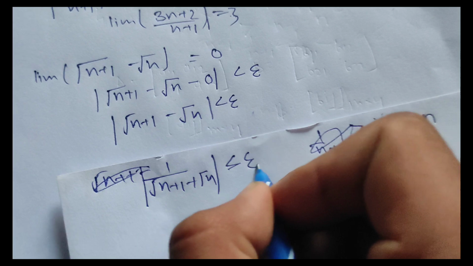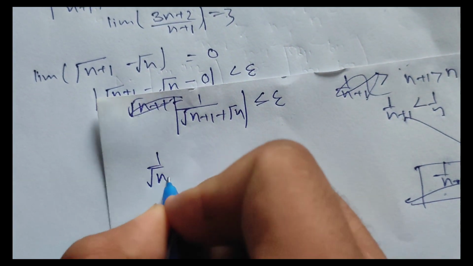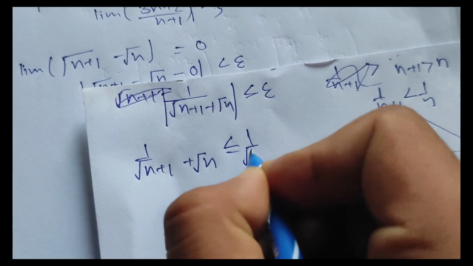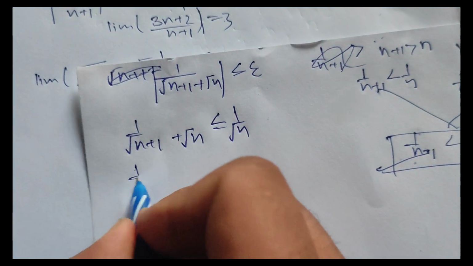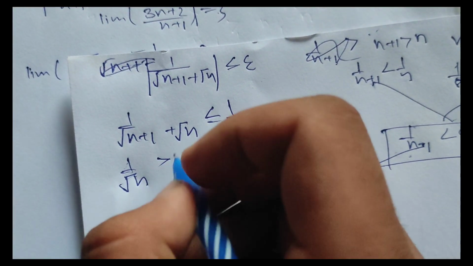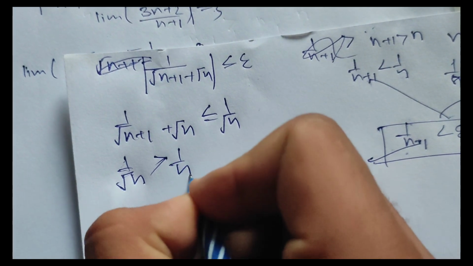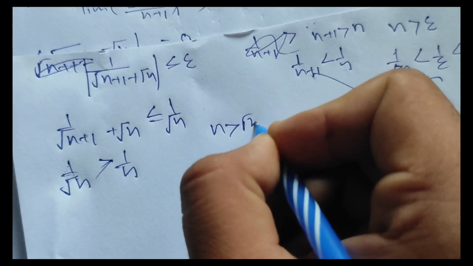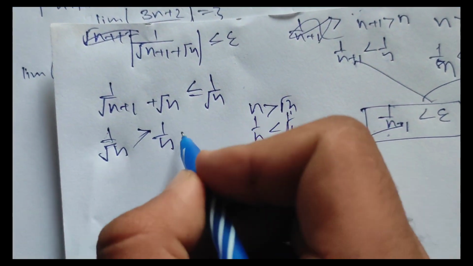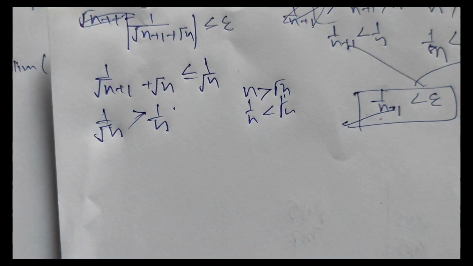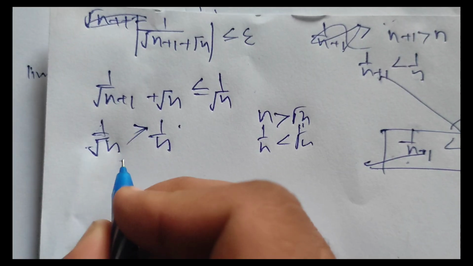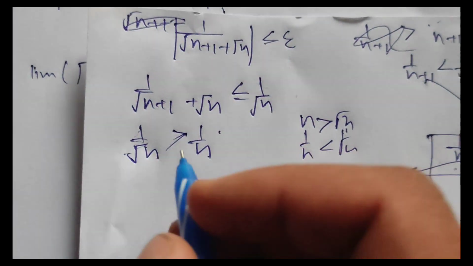It is less than epsilon. We can say that 1 upon root(n+1) plus root n is always less than or maybe equal to 1 upon root n, and 1 upon root n is greater than 1 upon n, because n is greater than root n, so 1 upon n is less than 1 upon root n. Okay, so 1 upon root n is greater than 1 upon n, basically in the rooting way.